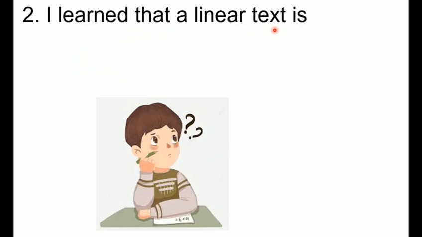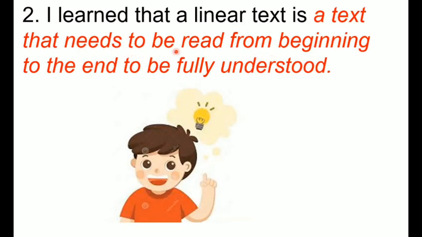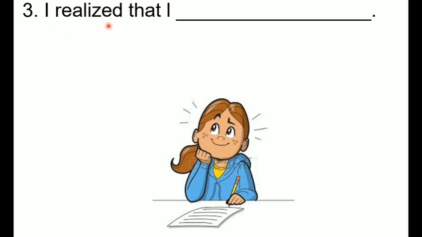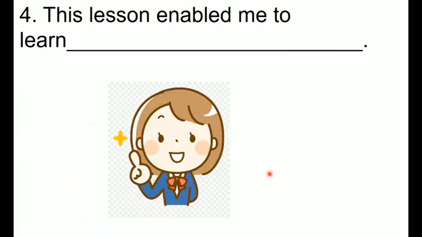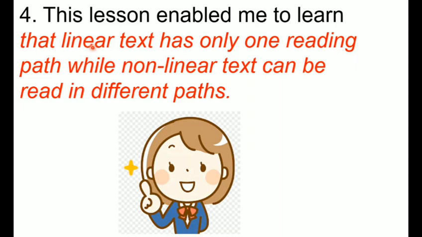I learned that a linear text is a text that needs to be read from beginning to the end to be fully understood. Number 3, I realized that linear text is composed of words that are connected together to form a sentence, and then these sentences are connected together to form a paragraph, while nonlinear text is composed of lines or drawings that are connected together to form an idea. Okay, number 4. This lesson enabled me to learn that linear text has only one reading path, while nonlinear text can be read in different paths.